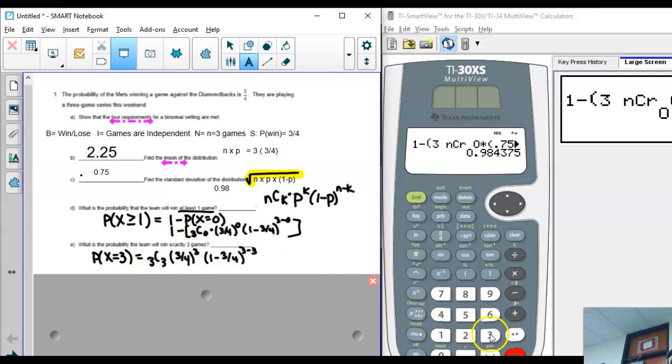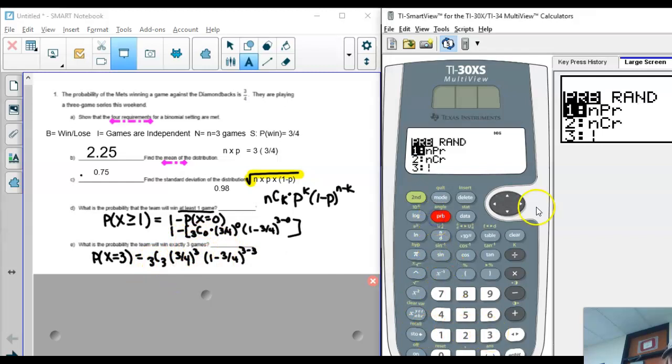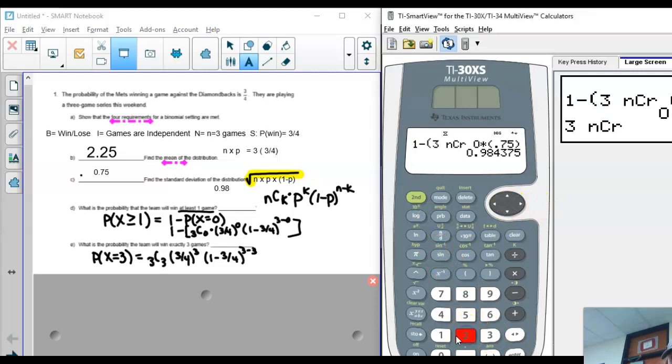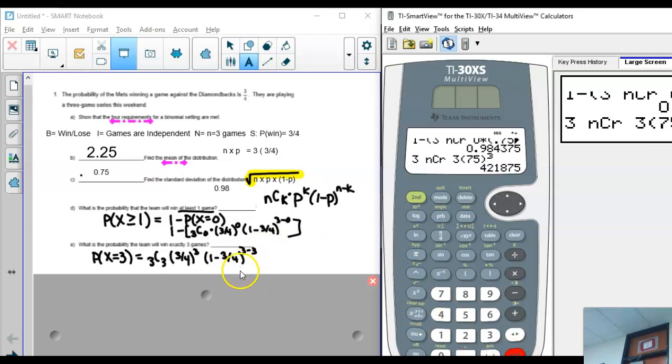And so I go to the calculator. 3, prob, NCR, 3. Parentheses. We know that's 0.75. We do the caret top to the 3rd power. And then here's the deal, guys. 1 minus 3/4, well, that's 0.25. And then 3 minus 3 is 0, and anything to the 0th power is just 1. So now I'm going to hit enter. And I have 4. Ooh, something went wrong. Oh, do you see what I did wrong?